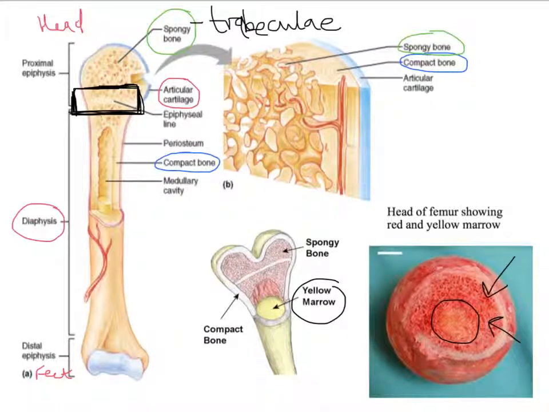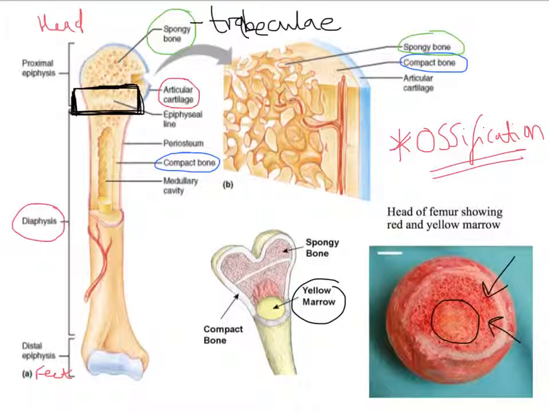And starting at 8 weeks, cartilage is slowly replaced with calcium and phosphorus. Now, when calcium and phosphorus get into that epiphyseal plate, they turn that cartilage into bone. And that process of bone formation we call ossification. So ossification is the process of bone formation. And you can use it to determine whether a person is still growing by looking at the extent of ossification.